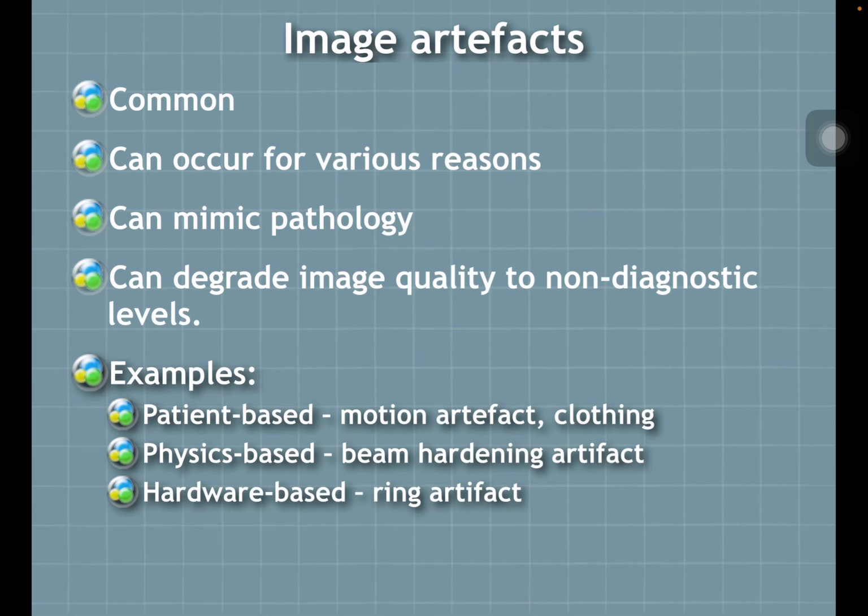For example, we have patient-based artifacts, such as motion artifact, or artifact from the patient's clothing. We have physics-based artifacts, for example beam hardening artifact. And lastly, we have hardware-based artifacts, for example ring artifact.